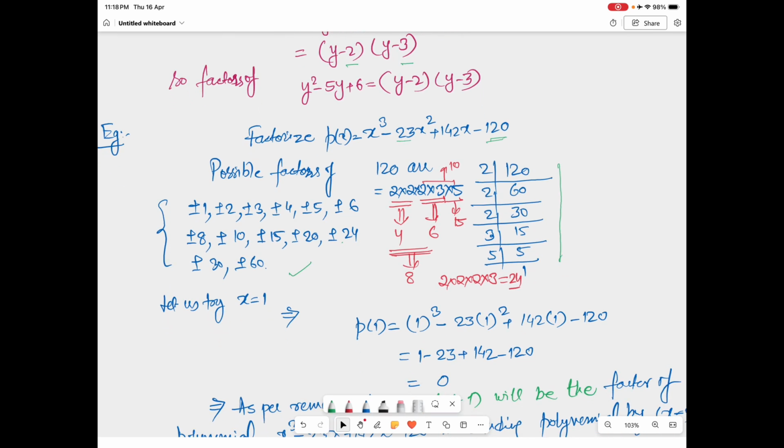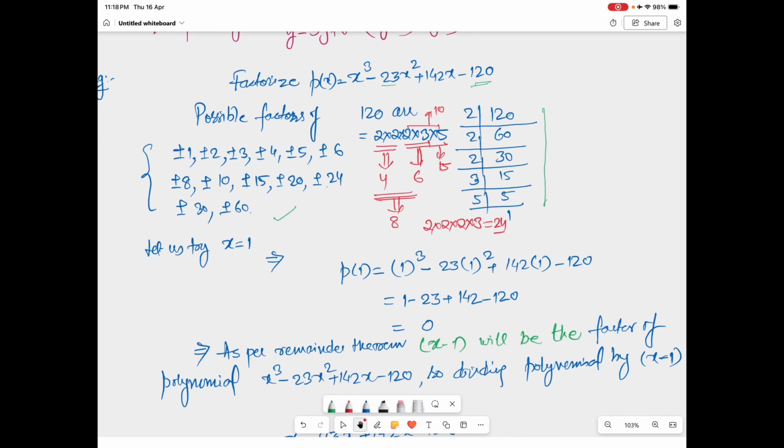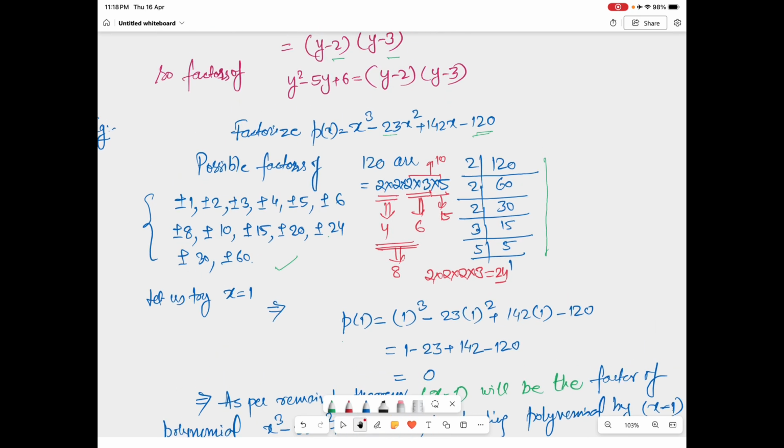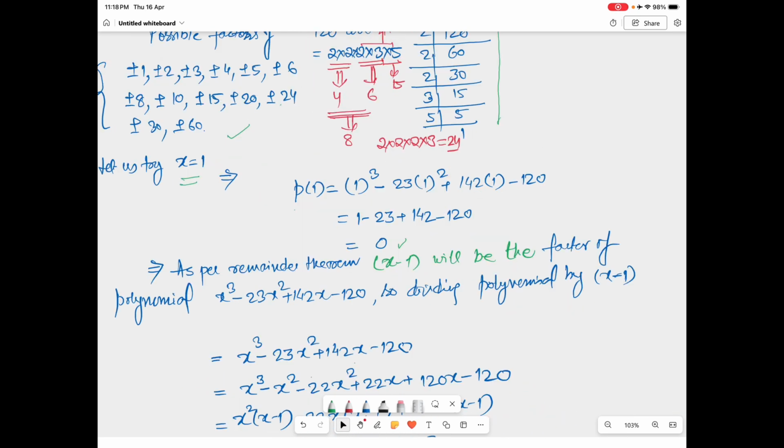So I am trying with first number x is equal to 1. If I am trying with x is equal to 1, because plus minus 1, in that itself I am getting the value of P1 as 0. P1 as 0 means x minus 1 will be the factor of the polynomial from the remainder theorem. So as per the remainder theorem, x minus 1 will be the factor of the polynomial.